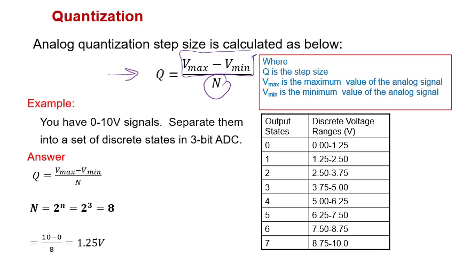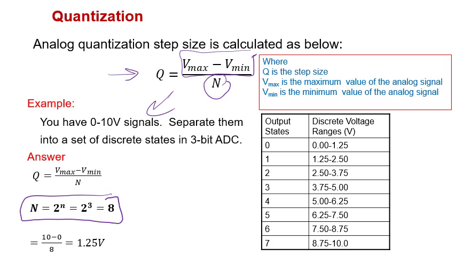What do we mean by this? Let us look at this example. He said you have a 0 to 10 volt signal. Separate it into a set of discrete sets in a 3-bit analog to digital converter. So what I need to do here is to know how many sets I need. We can calculate it from here, n equal to 8. That means this 10 volt will be split into 8 different sets, 8 different values. But what is the magnitude of each value? That's what we are going to calculate now.